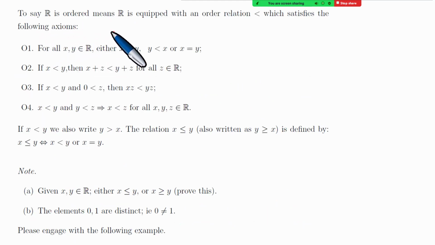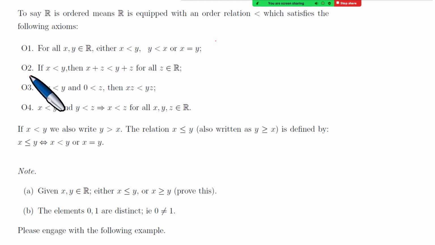Now, to say R is ordered means R is equipped with an order relation, less than, which satisfies the following axioms. For all X, Y in R, either X is less than Y, or Y is less than X, or X equals Y. So in other words, the order relation 1 indicates that for any two real numbers, if you have two numbers X and Y, either X is smaller than Y, or Y is smaller than X, or they're equal. And this law is a law you might have seen before called the trichotomy law.